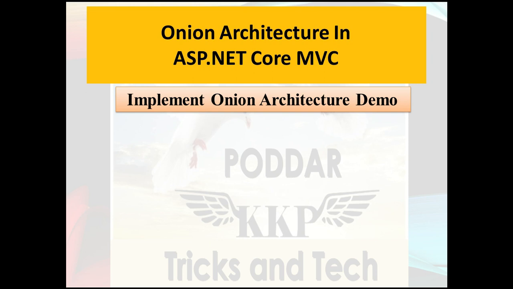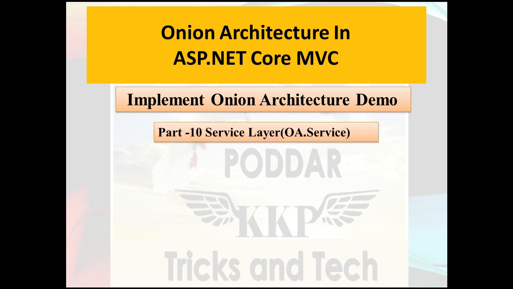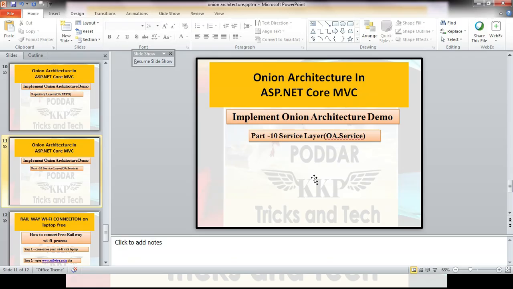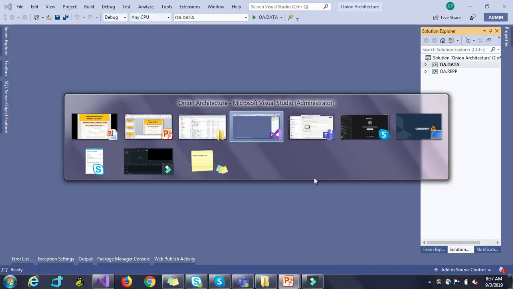Today I will show you the demo of Onion architecture in ASP.NET Core MVC, part 10, which is the service layer. Now we create the third layer of this Onion architecture, which is the service layer. To build this layer, we create one more class library project named OA.services. Let's see an example.